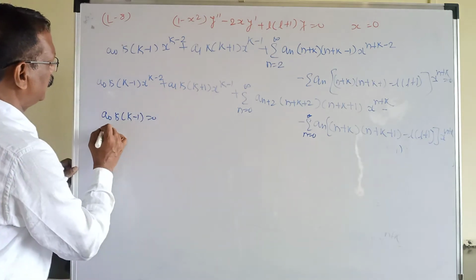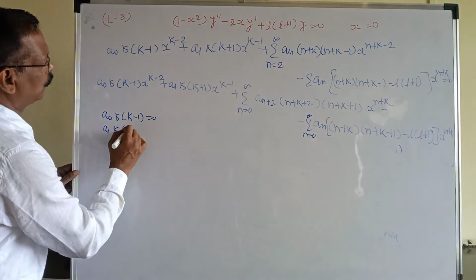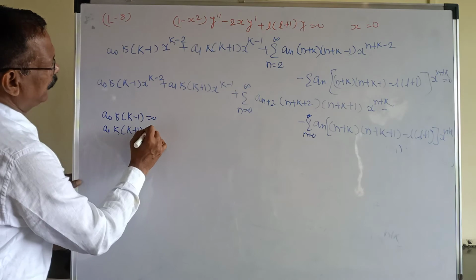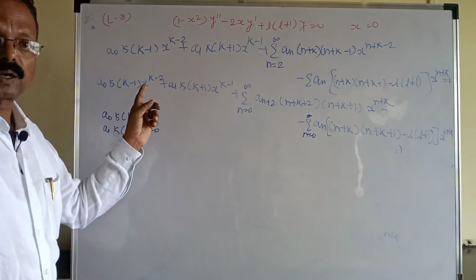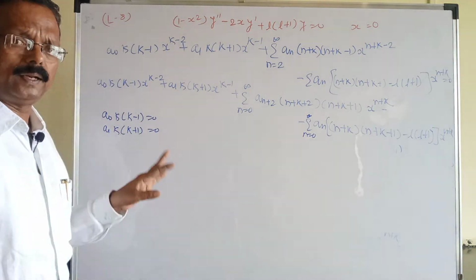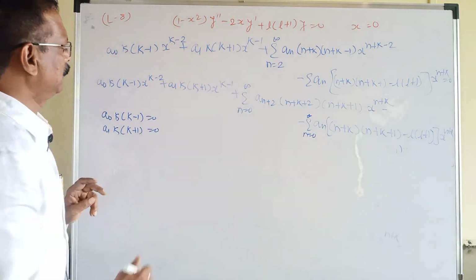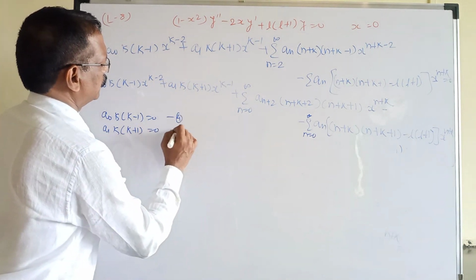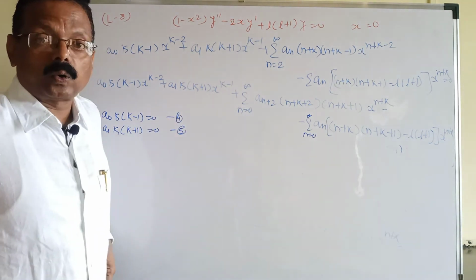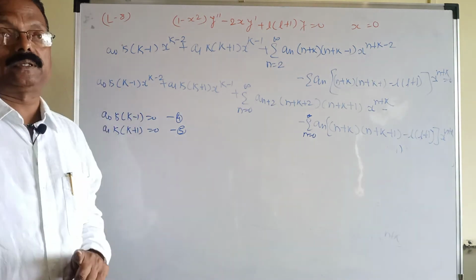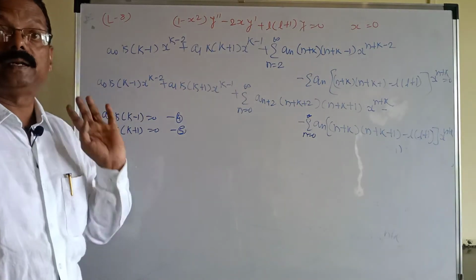Now in this case we get a1 into (k plus 1) equal to 0, since the coefficient of every power of x is equal to 0, or vanishes. So we get these two equations. Suppose this is equation number 4 and this is equation number 5. Equations 4 and 5 are known as the initial equations, and these two equations are simultaneously true.